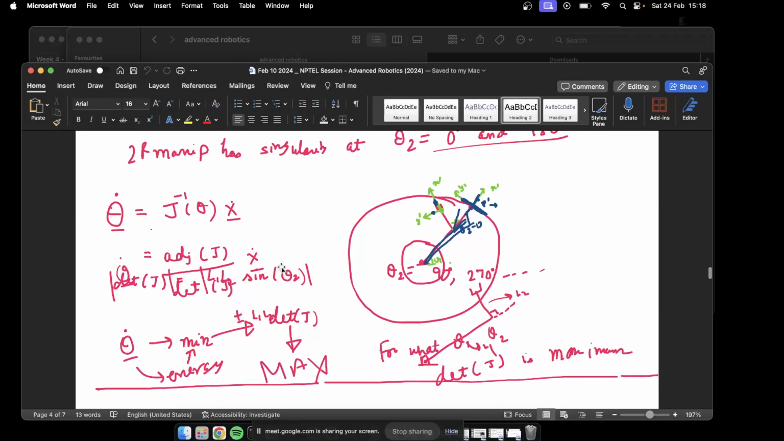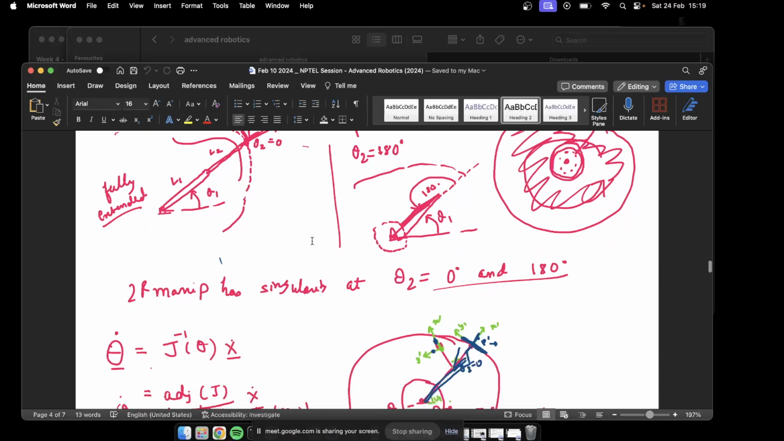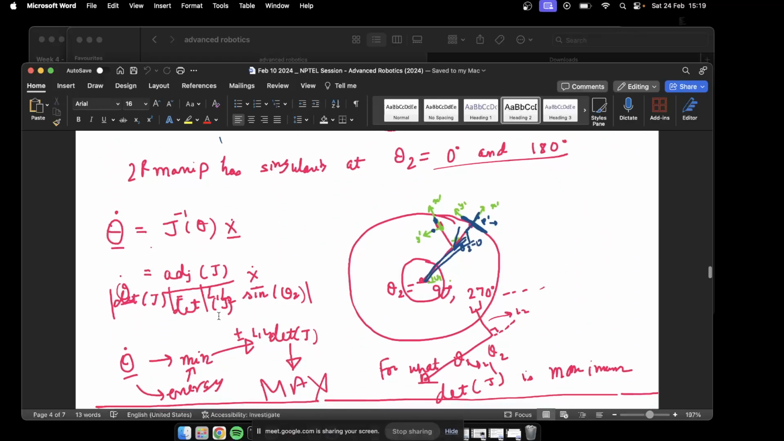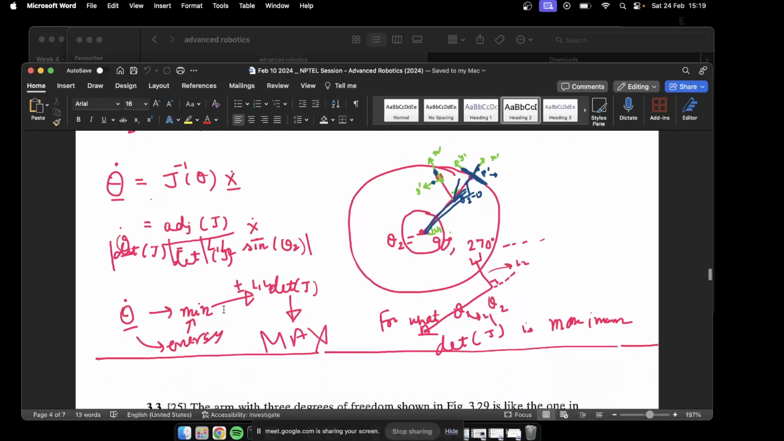So again, the minimum energy configuration would be when determinant of J will be maximum, right? So adjoint of J by determinant of J, and determinant of J will be maximum. So that's the position when the joint rate or the joint velocity will be minimum. And we know that the kinetic energy of the manipulator will depend on the square of the joint rate. So if we minimize the joint rate, then we'll also minimize the energy, right?